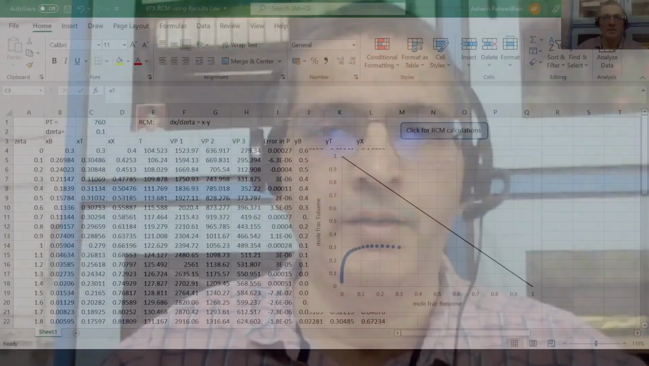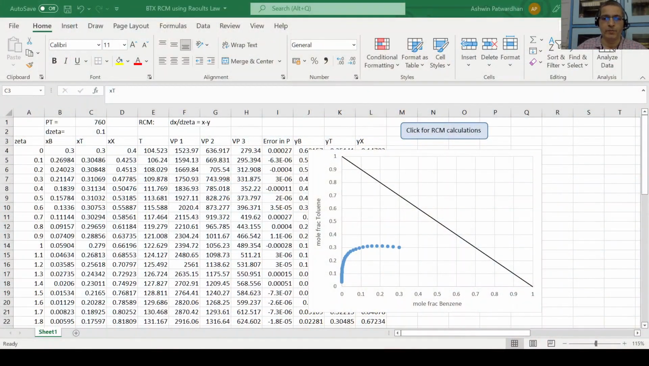Okay, so what I'm going to do is show one calculation, benzene, toluene, xylene. I'm going to show this using Raoult's law just to make life simple. But of course, you can do it for the other three using the NRTL model or some thermodynamic model like UNIFAC if you want. So here is the spreadsheet.